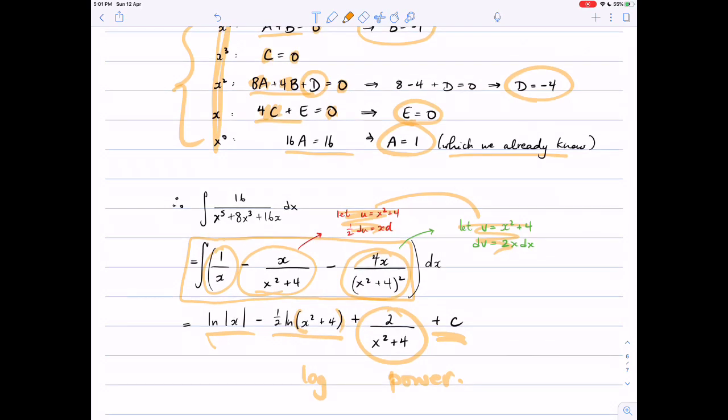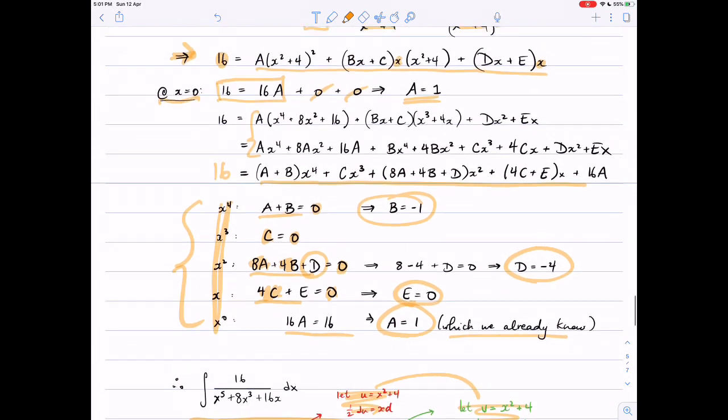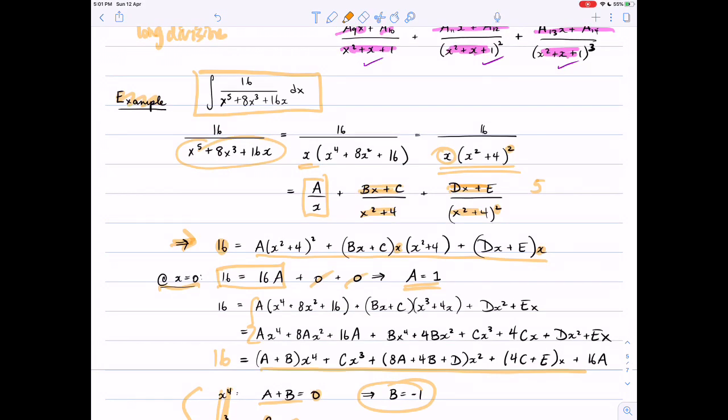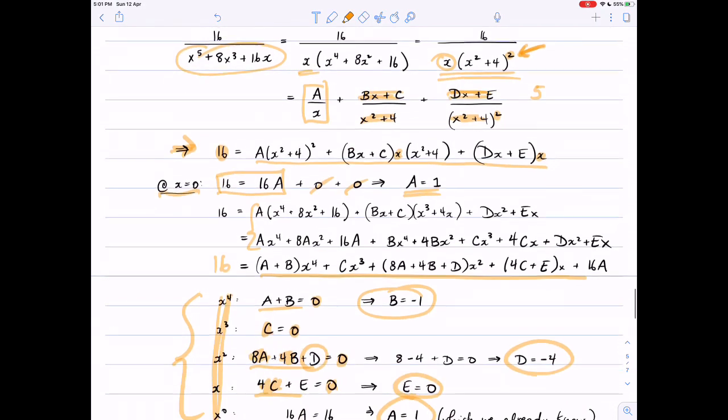So all of that to anti-differentiate what seems a rather innocuous little rational function, but because it has a repeated power, the complexity of it grows substantially.